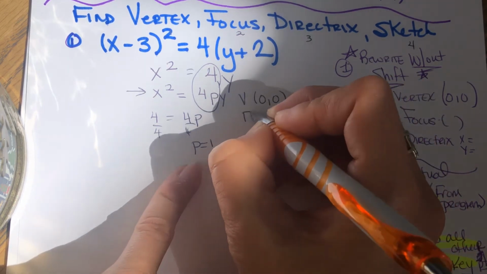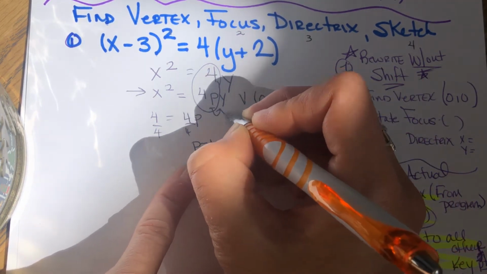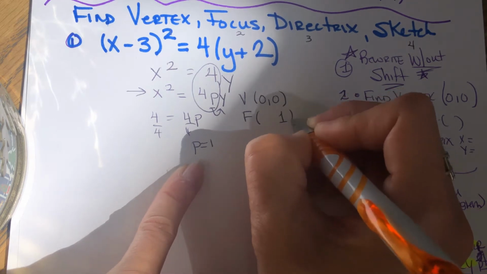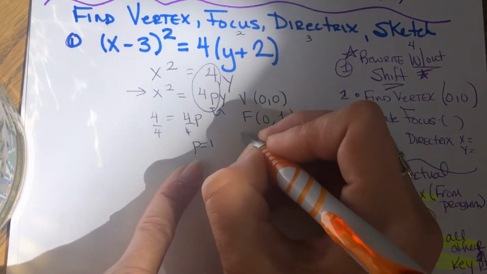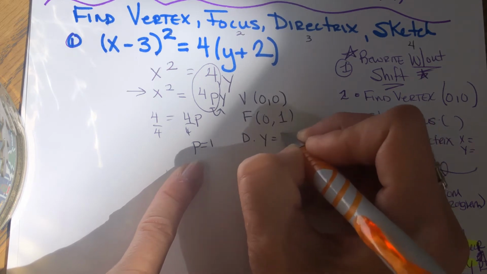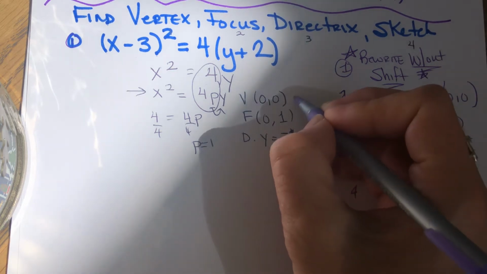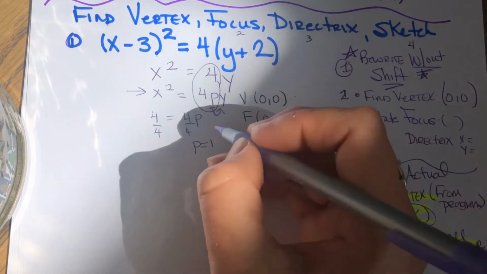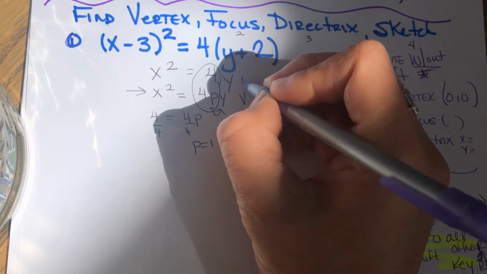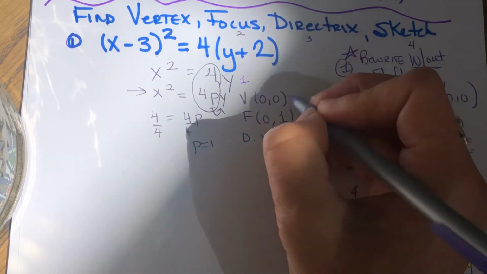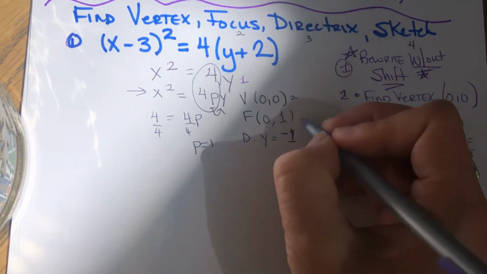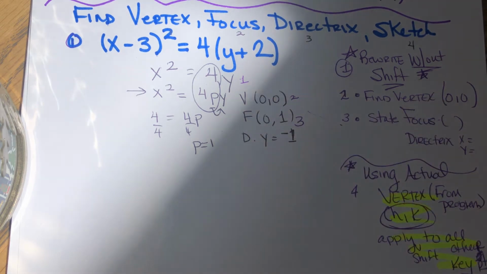Okay, what's our focus? Well, P is next to Y, so it's going to be our Y. And what's our directrix? Y, but the opposite value. Okay, that's not your answer. I'll do the answer in, whatever, the purple. Now, here was step 1: rewrite without the shift. Step 2, you found your vertex, and this is step 3.